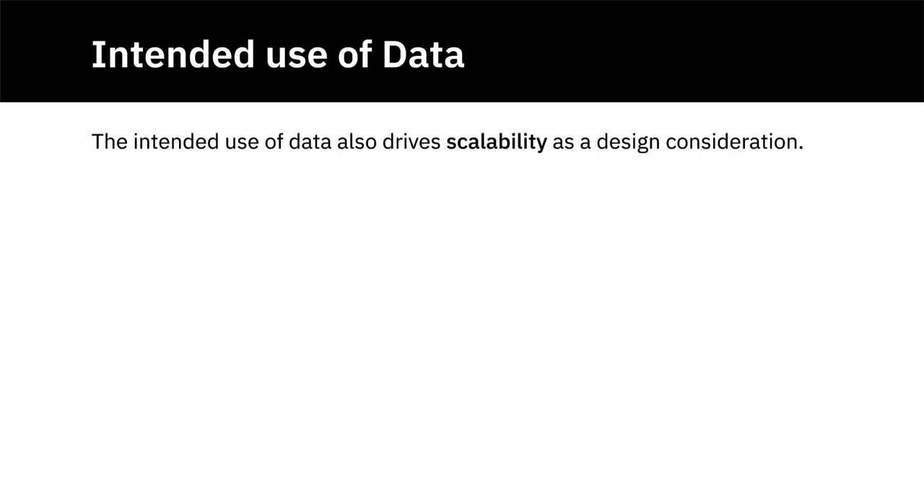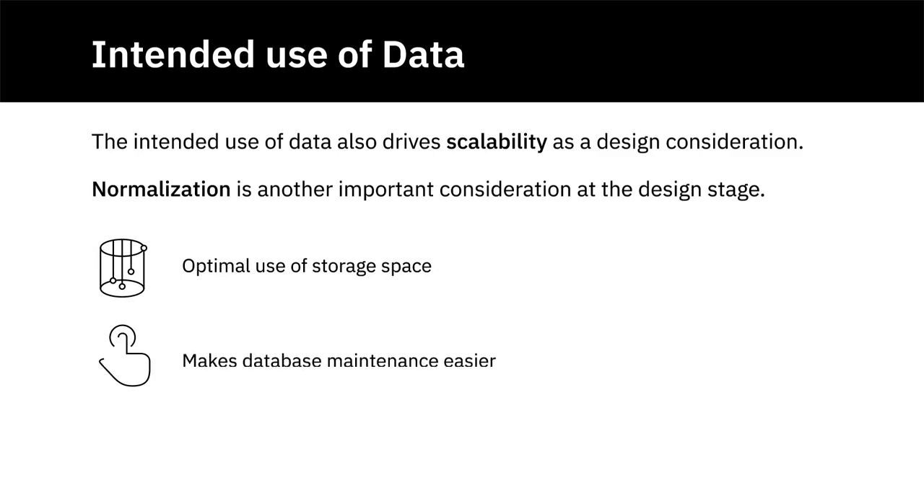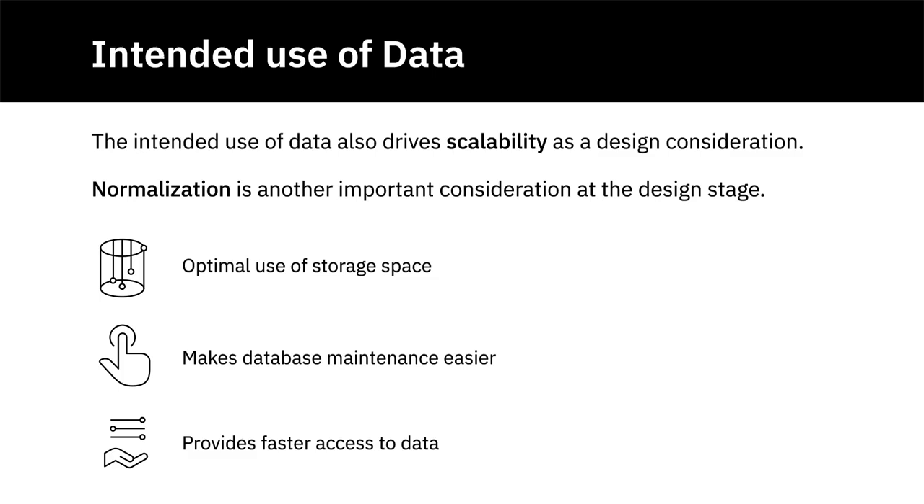Scalability of a data store is its capability to handle growth in the amount of data, workloads, and users. Normalization of the database is another important consideration at the design stage. Normalization is the process of efficiently organizing data in a database. Done right, it helps in the optimal use of storage space, makes database maintenance easier, and provides faster access to data. Normalization is important for systems that handle transactional data, but for systems designed for handling analytical queries, normalization can lead to performance issues.